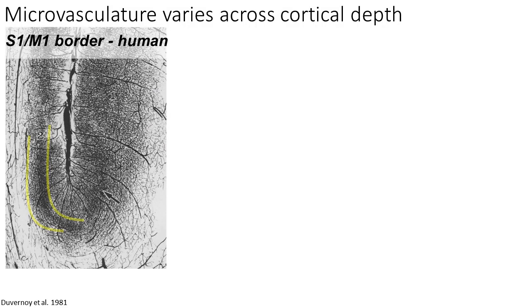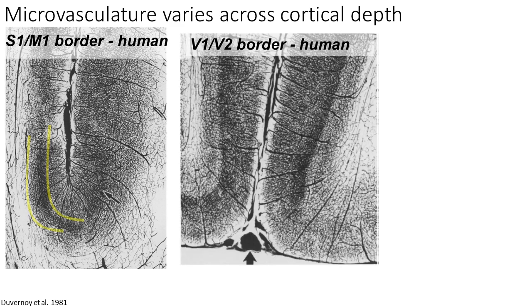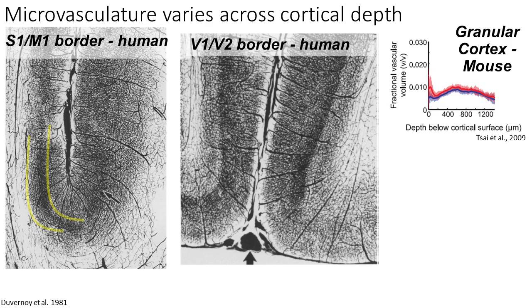The microvascular architecture varies across cortical depth as clearly shown here in S1, but not in neighboring M1 in the classic study by Duvernoy using human vascular staining. Here, the middle layers have an increased capillary density, which is also seen in V1, but not seen in neighboring V2. Indeed, many primary sensory areas are granular cortex, and it has been shown in mouse data that the fractional vascular volume, or CVV, has a peak in the middle of the cortex.